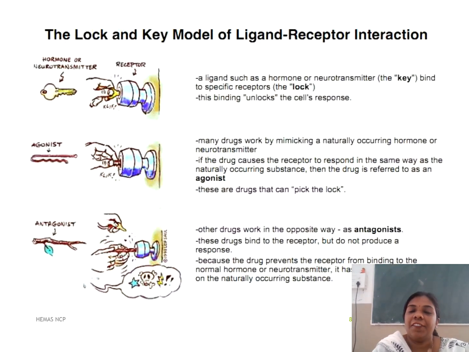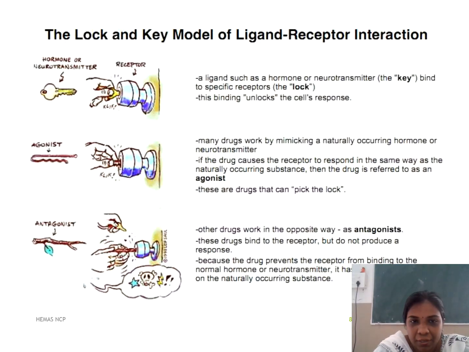Antagonist, by definition, is opposite to the agonist. That means a drug that binds to the receptor but does not activate it. It occupies the receptor, blocks the natural ligand and prevents the response. Examples: atropine, a muscarinic antagonist; propranolol, a beta blocker; and naloxone, an opioid antagonist. So here antagonist means switch off or block the action. Agonist means switch on the action.